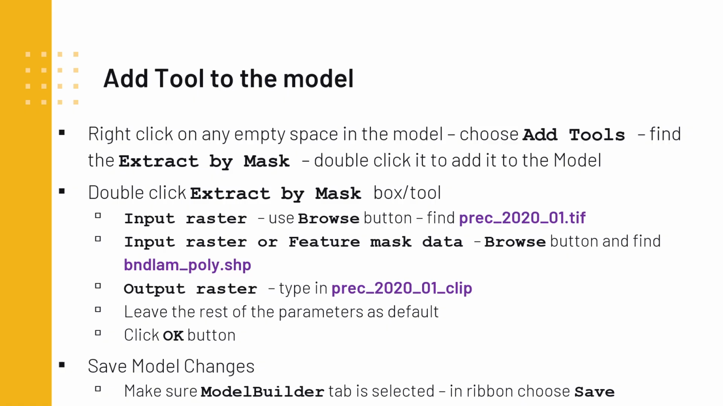And when you do that, you should notice that the model that you've created so far will turn colors. Okay. When you've done that, I want you to make sure that you've saved the changes in the model. So you're going to go to the Save button in the ribbon and select that.